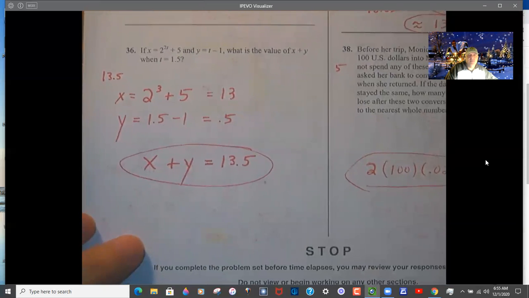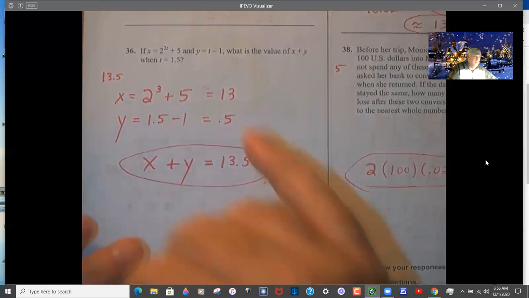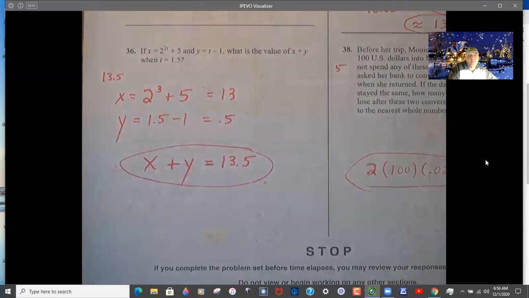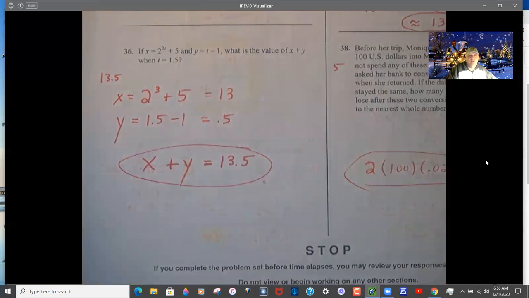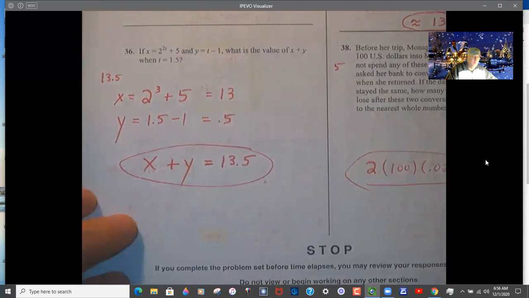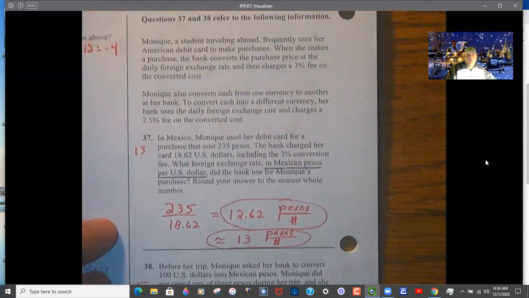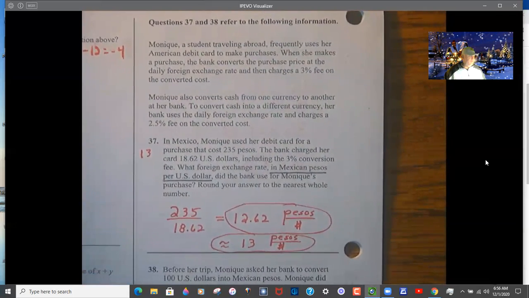Problem 36, this is a set of parametric equations, although you don't need to know that. What is the value of x plus y when t is 1.5? Just substitute them in. And so you get 13 and 0.5 when you do that, and then add, 13.5. And then a lot of this is social studies math. It's the best way to describe the SAT. Some of it is pure math.